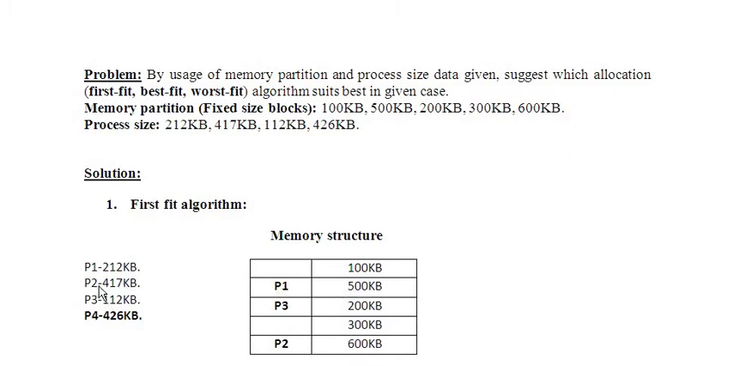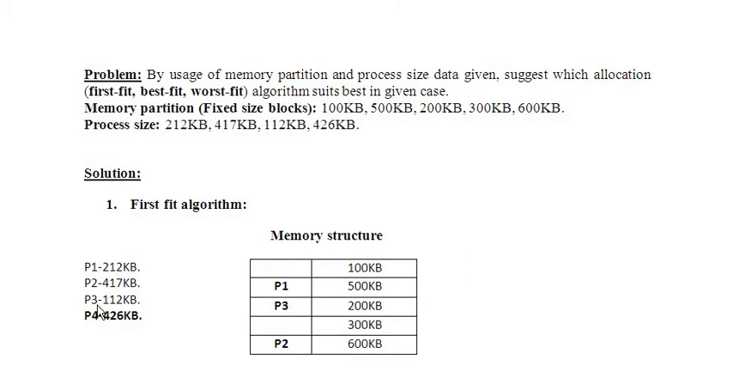The next is P2, that is 417 KB in size. Again scanning starts from here. It cannot fit in 100 KB. It can fit in 500 KB, but it is not free. Next is 200 KB, it will not fit there. Next is 300 KB, again it will not fit there. And next is 600 KB. So here I have written P2 accommodates here.